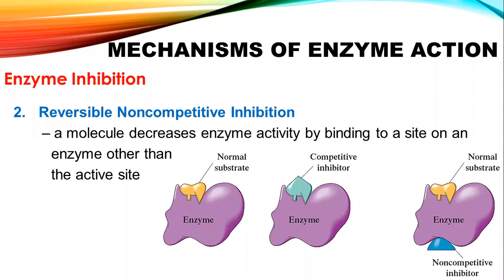Another one is reversible non-competitive inhibition. So a molecule decreases enzyme activity by binding to a site on an enzyme other than the active site. So, unsa man ang non-competitive? So, this is your enzyme with your normal substrate. Ang non-competitive is naay other site ang imong enzyme, no? Pero mohimo siya, mo bind siya sa imong enzyme.